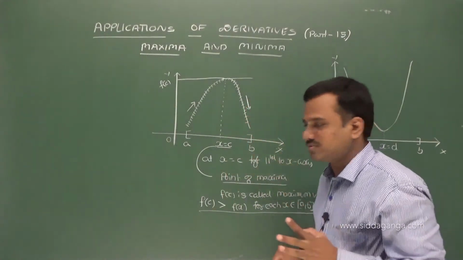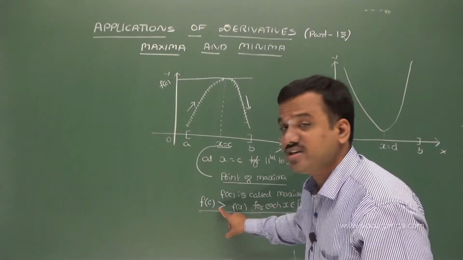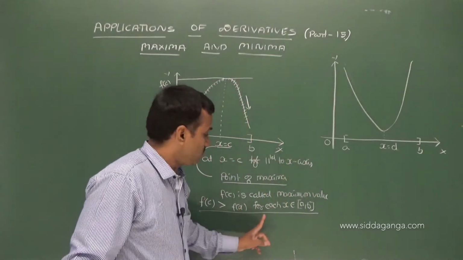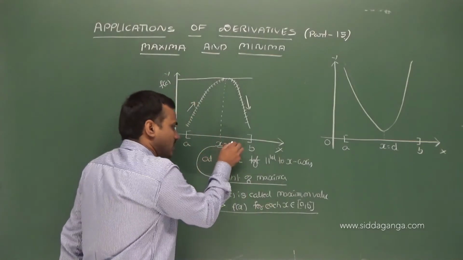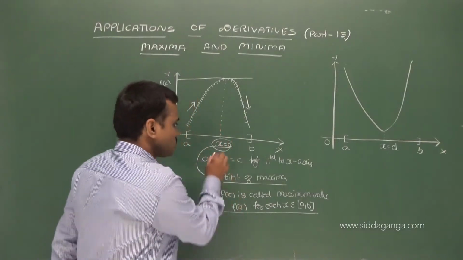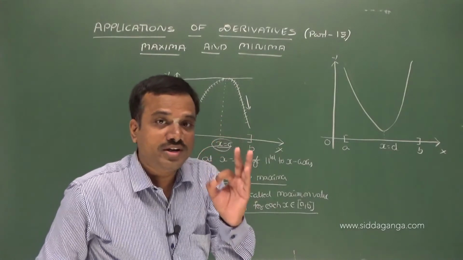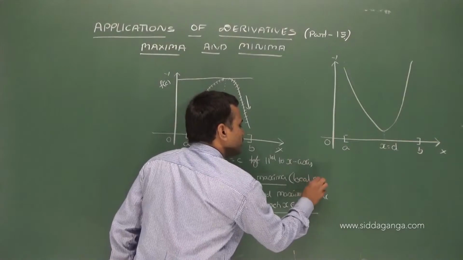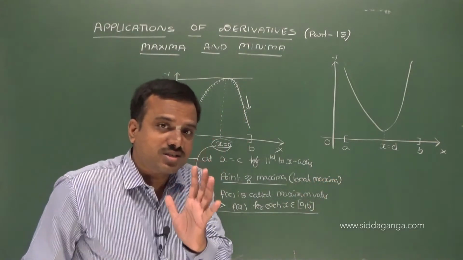When the curve is maximum, if f of c is greater than f of x for each x belongs to a comma b, then that point we call the point of maxima, or else local maxima. One more word, local maxima. This is the concept of maxima.